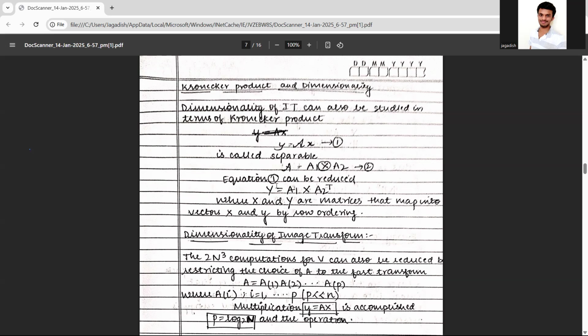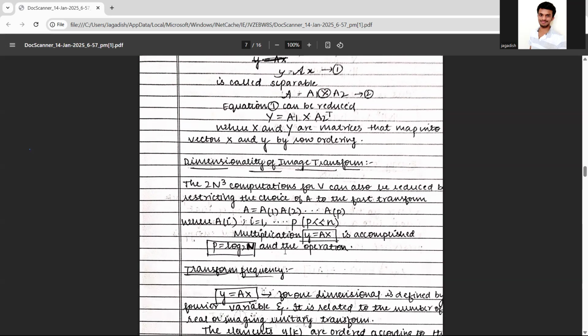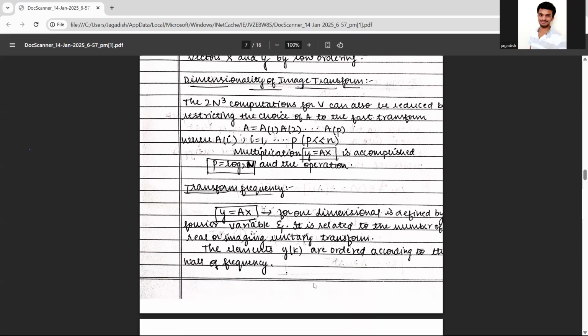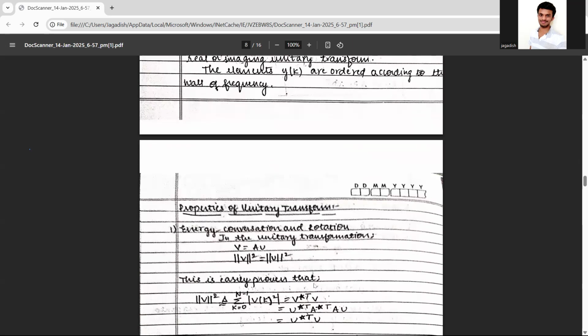The next one will be your dimensionality of image transform. The 2n cube computations of V can also be reduced by restricting the choice of A to the fast transform. So this will have P is equal to log 2 base n operations, the dimensionality of the image transform. They might ask for 1 mark for these definitions, otherwise it's not so important. You can just read the notes, whatever definitions I have written.